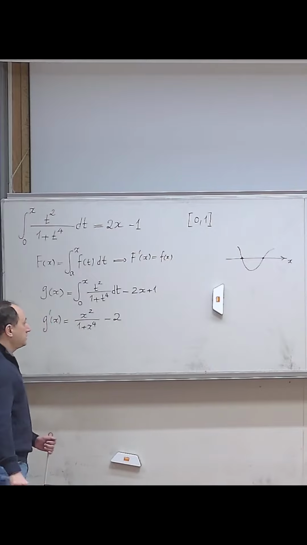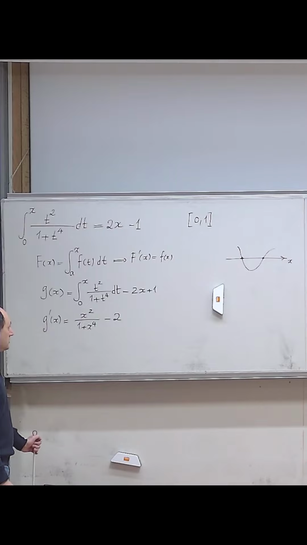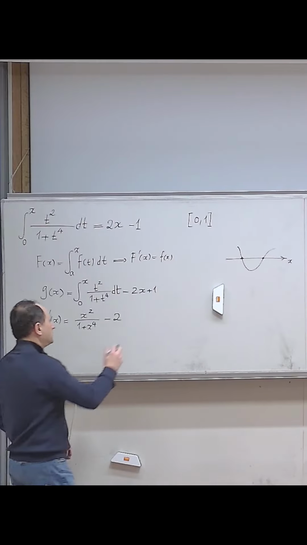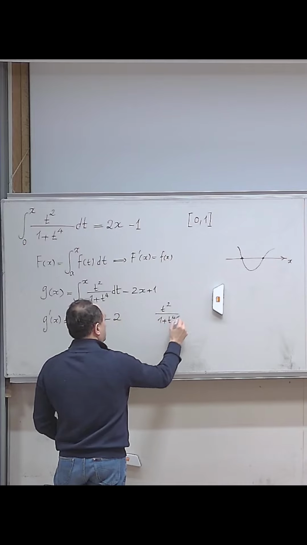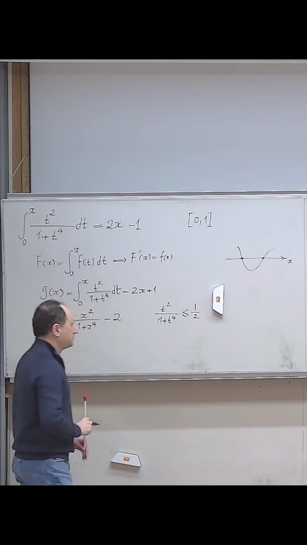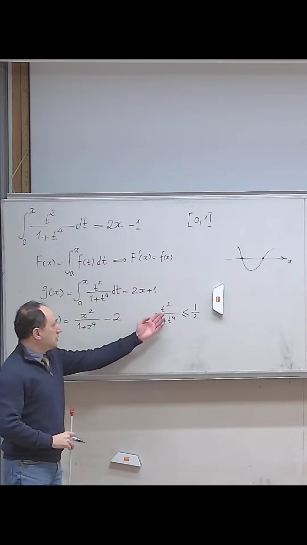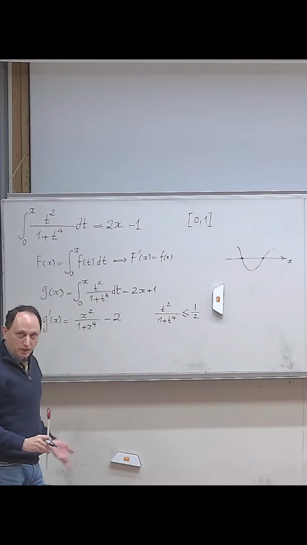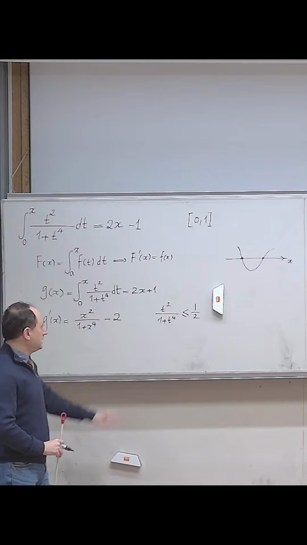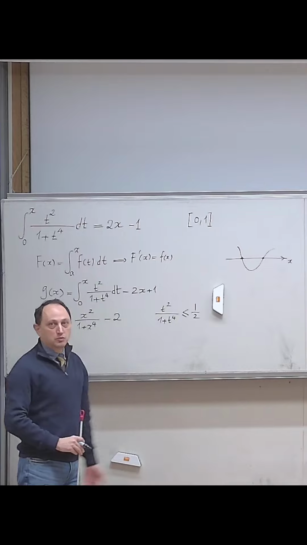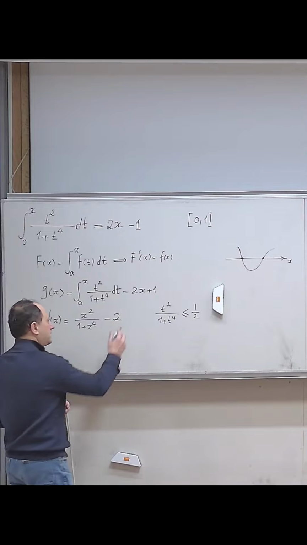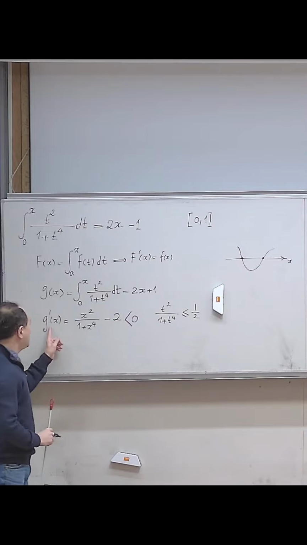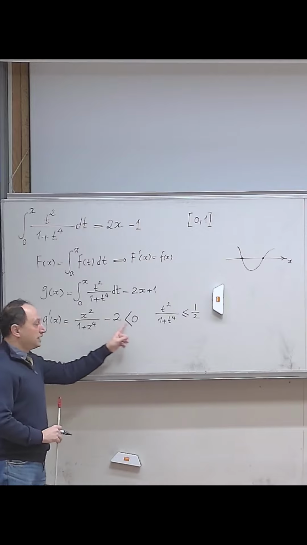So I now show that this number is negative, yes? And this is exactly what we showed in the previous problem. Do you remember? We showed that t squared over 1 plus t to the power of 4 is always less than 1/2. Yes? Of course, if this is true for t, this is also true for x, because that is just the name of my variable. And if this expression is maximally 1/2, definitely when I subtract 2 from it, it becomes negative, strictly negative. So this means that the function g is strictly decreasing.